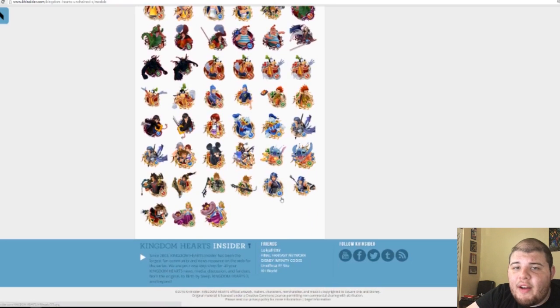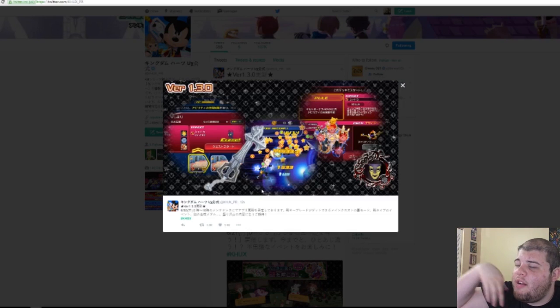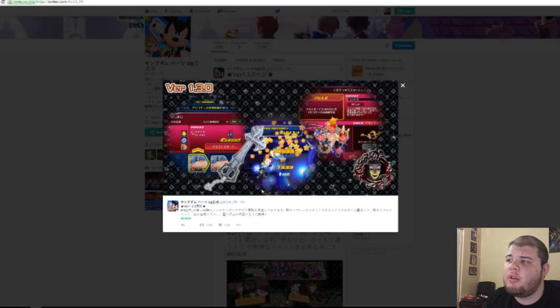But anyway, let's move on to a major update, in my opinion, for Kingdom Hearts Unchained Key for the Japanese version. Here I'm on the Kingdom Hearts Japanese website again, and they have a picture here of version 1.3.0 of their game. And right here you can make out a lot of things in this picture.